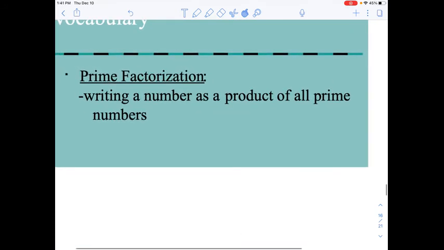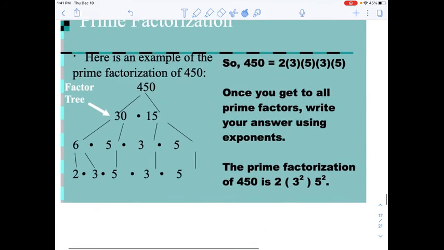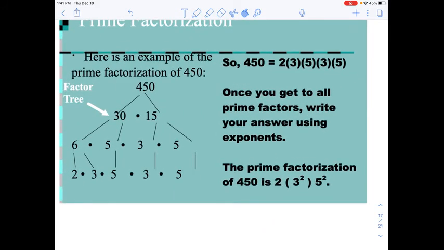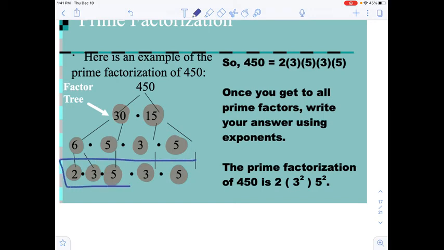Prime factorization is writing a number as a product of all prime numbers. So we're going to practice that here. The prime factorization of 450. So 450 breaks down into 30 times 15. Those are not prime. 30 breaks into 6 times 5. 5 is prime. 6 is not, so that breaks into 2 and 3. 15 breaks into 3 and 5. Those are both prime. Once I get to all primes, I look at those, and then I write them from least to greatest.